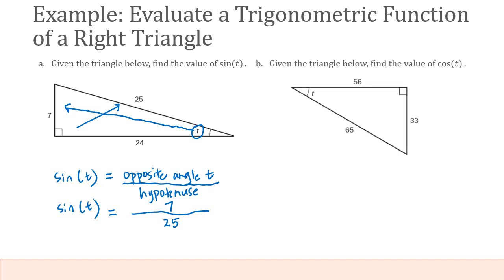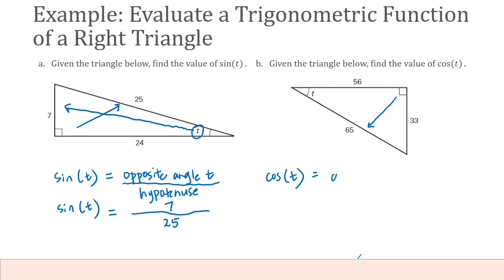Part B, given the triangle below, find the value of the cosine of angle T. Now this triangle has rotated from the triangle that we saw in part A. Now the 90-degree angle is in the upper right-hand corner, and the side that's opposite that, the hypotenuse, has a length of 65. Angle T is in the upper left-hand corner, and the two remaining sides have a length of 56 and 33. So what is the cosine of that angle T in the upper left-hand corner?